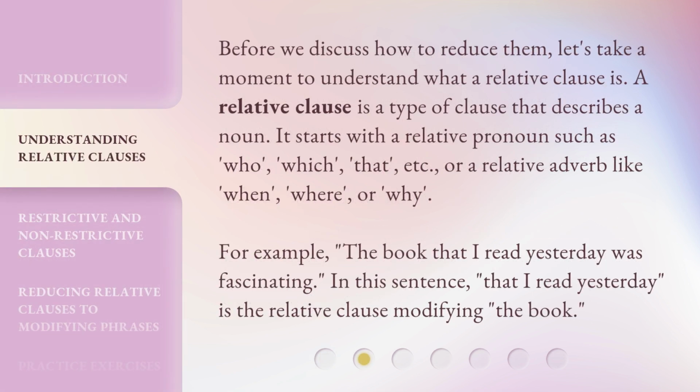Before we discuss how to reduce them, let's take a moment to understand what a relative clause is. A relative clause is a type of clause that describes a noun. It starts with a relative pronoun such as who, which, that, etc., or a relative adverb like when, where, or why. For example, the book that I read yesterday was fascinating. In this sentence, that I read yesterday is the relative clause modifying the book.